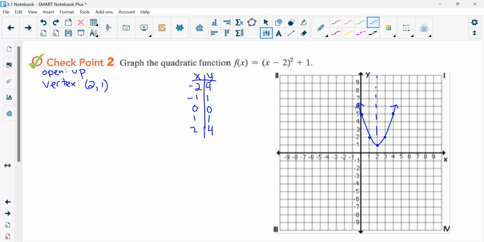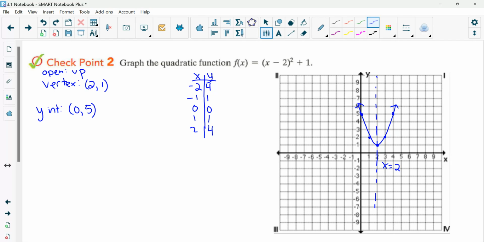So our axis of symmetry, if we needed to say the axis of symmetry, is just x equals 2. Remember, it's always x equals the h value. We can look at the graph to get our y-intercept. So where would our y-intercept be, just looking at the graph? (0, 5). Now, we don't see it crossing the x-axis.